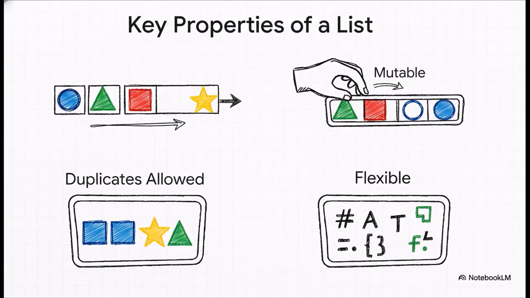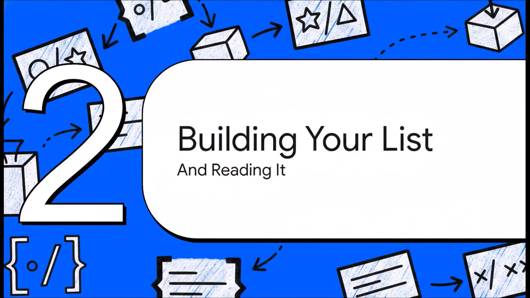There are a few core ideas you've got to get. First, they are ordered. This just means that if you put an item in the third spot, it stays in the third spot. Second, they're mutable, which is just a fancy word for changeable. You can add stuff, remove stuff, swap things around after you've made the list. And yes, you can have the number 5 in there 10 times if you want. Duplicates are totally fine. But the killer feature is that they're flexible. You can toss a string, a number, and a decimal all into the same list. It doesn't care.